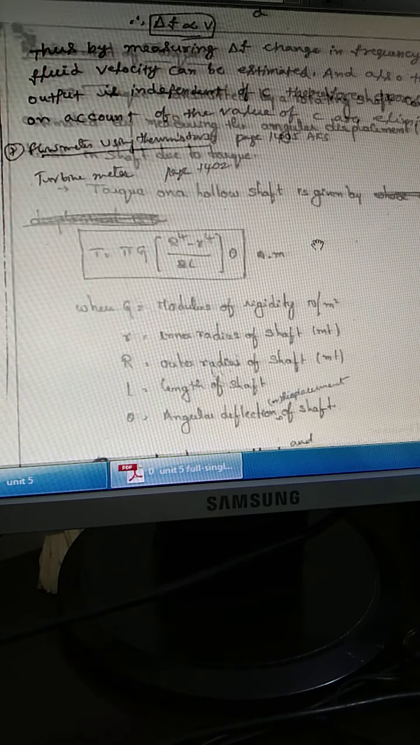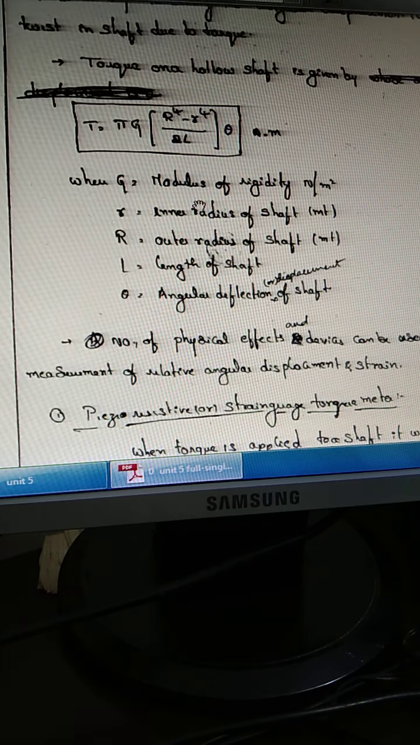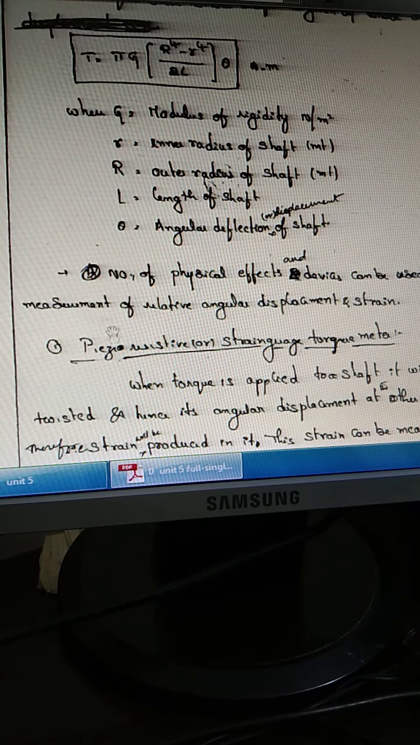Then coming to measuring torque, we have strain gauges. There are 3 methods: using resistive strain gauges, inductive strain gauges, and the final one is the digital method. Coming to using resistive strain gauges, you can use piezoresistive material or a strain gauge element. If you use that element, then it is known as a piezoresistive or strain gauge torque meter.